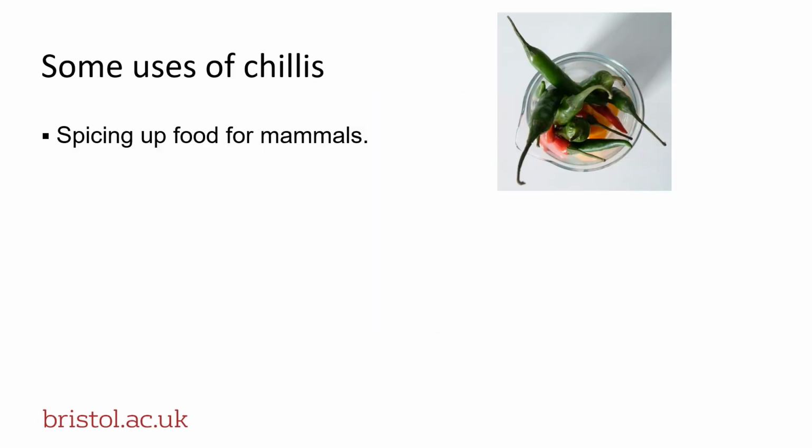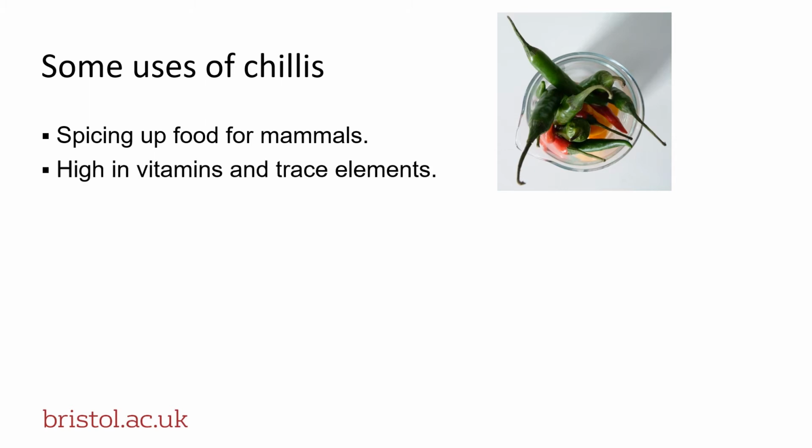So chilies are quite versatile, and they're used in a number of different ways. The one you're probably most familiar with is to spice up the food for mammals, and it's important to recognize that this only works in mammals. Apparently birds can't detect the heat of a chili, and it's thought that this arises because they don't have that receptor for chili heat.